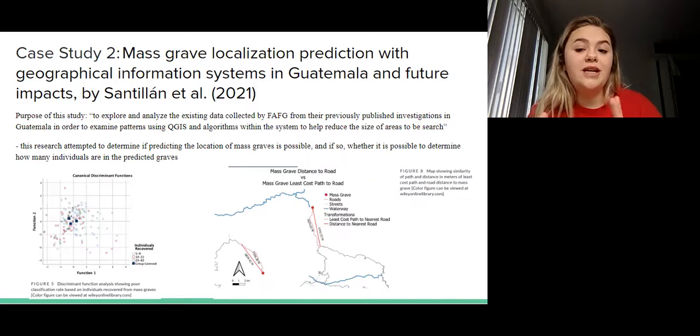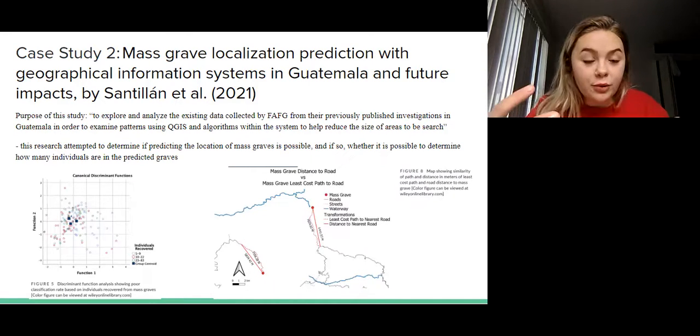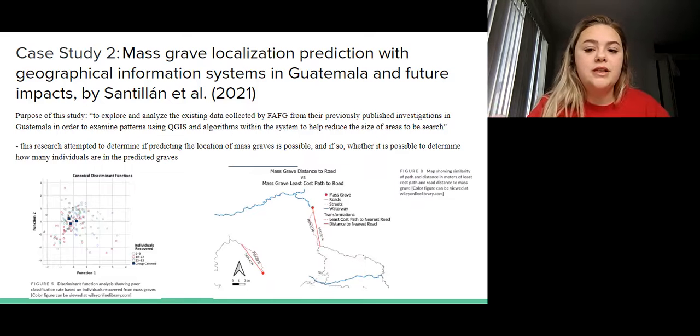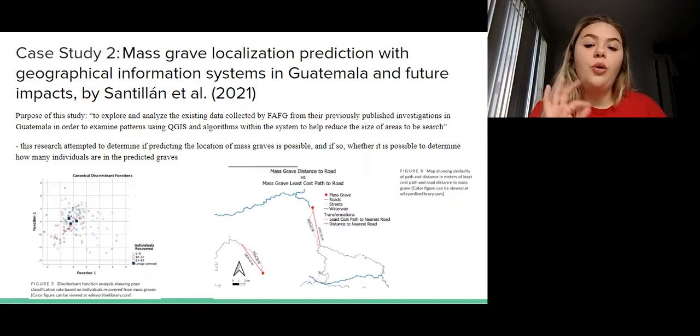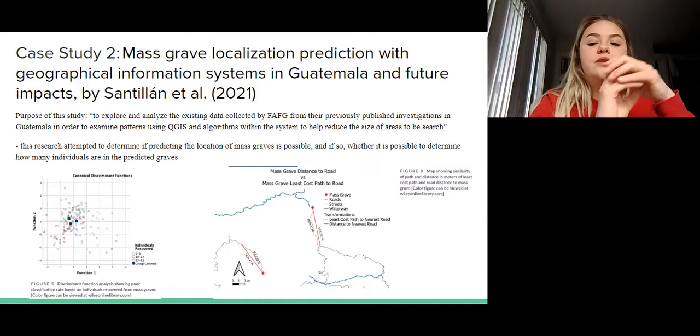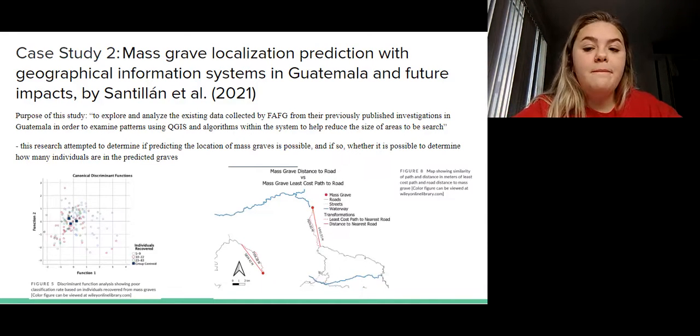This research attempted to determine if predicting the location of mass graves is possible, and if so, whether it is possible to determine how many individuals are in the predicted graves. It should really be noted that this project utilized only open data sources and programs to acquire information, and widely known analytical processes in geostatistics. The main one used for this study was QGIS, which the authors claim to be very user-friendly.